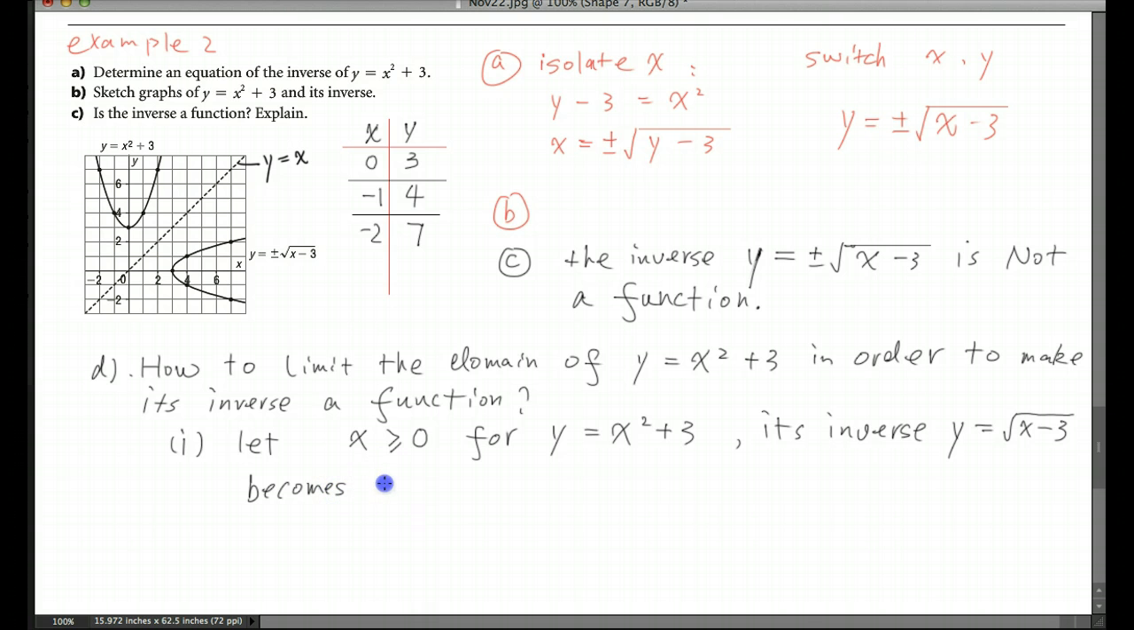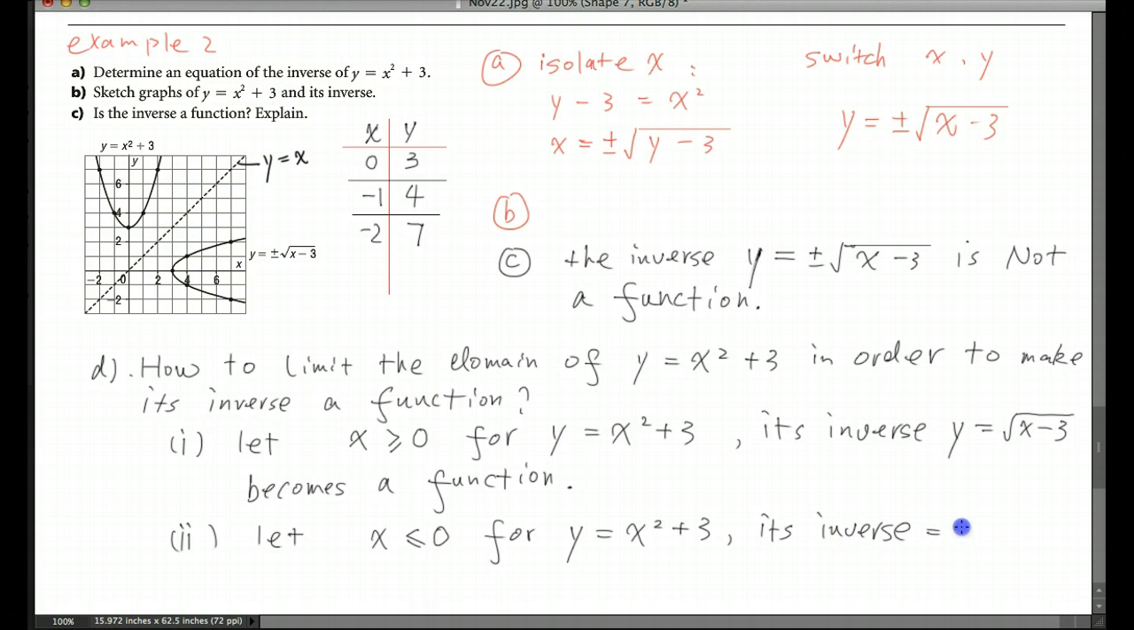It becomes a function. Now you can see, obviously you can drop the other half. So what if you drop the right side and keep the left side? Then you have to let x be less than or equal to 0 for the original function, and its inverse will become y equals negative square root of x minus 3. So it becomes the other half, below the x-axis, and this one becomes a function as well.